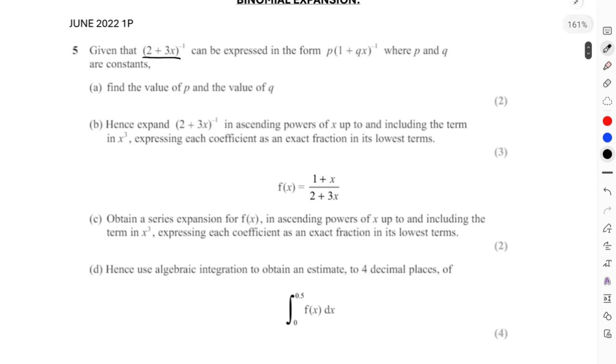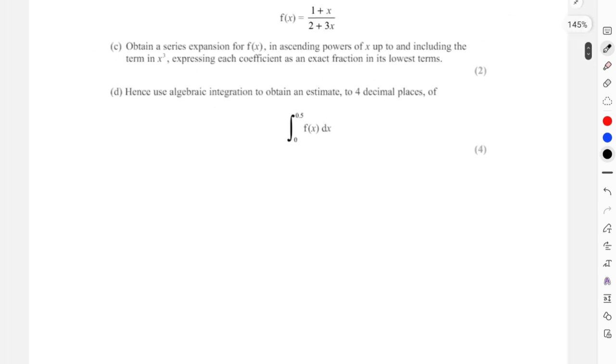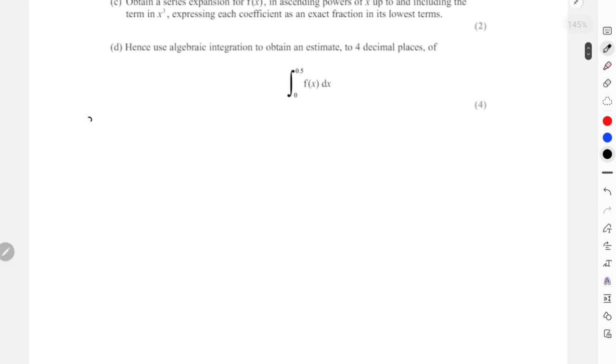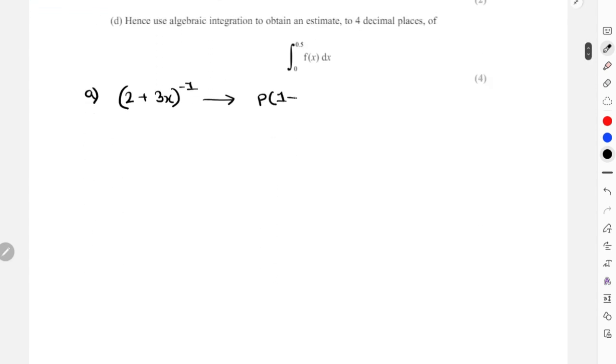For the first part, you do not actually need to expand it using binomial theorem. You can just take common from this part. For example, (2 + 3x) to the power of -1. This is your first part, first equation. This has to be written in the form of p(1 + qx) to the power of -1.